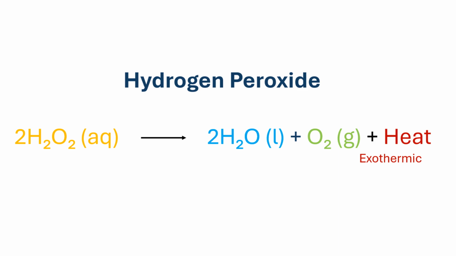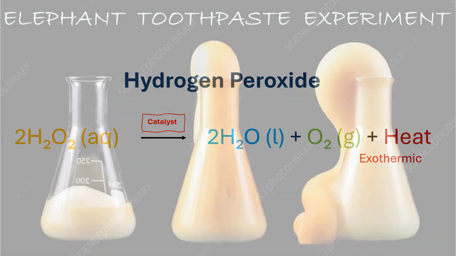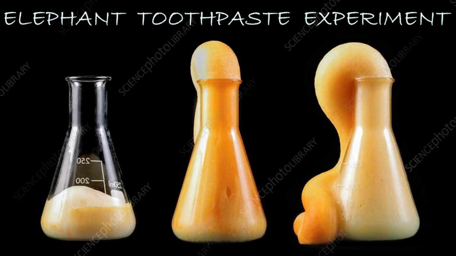However, if hydrogen peroxide is mixed with a small amount of an external chemical catalyst, the decomposition reaction takes place instantly, in fact explosively, to produce copious amounts of oxygen and heat. This catalytic decomposition of hydrogen peroxide is the basis for the famous elephant toothpaste experiment that you are probably already familiar with. I've covered in detail about the elephant toothpaste experiment in a separate video, including the science behind the reaction of this interesting and fun experiment. The links are in the description below.